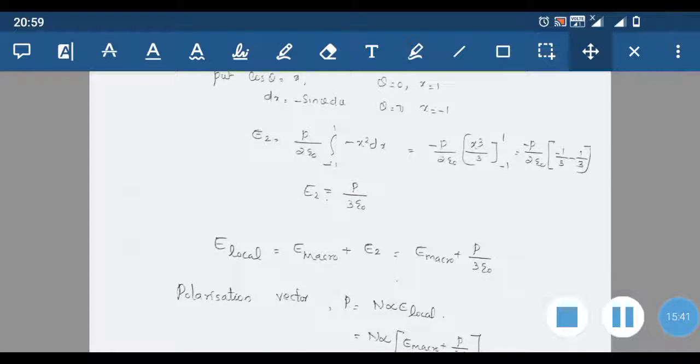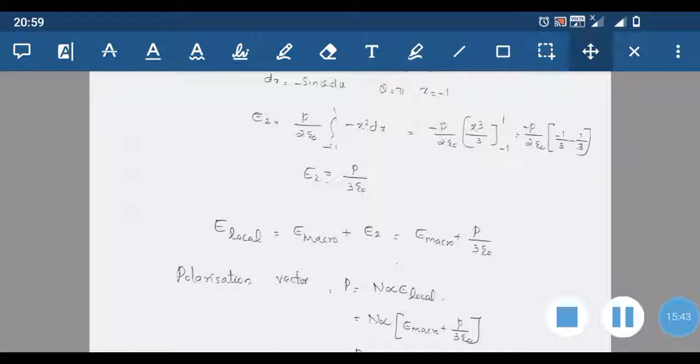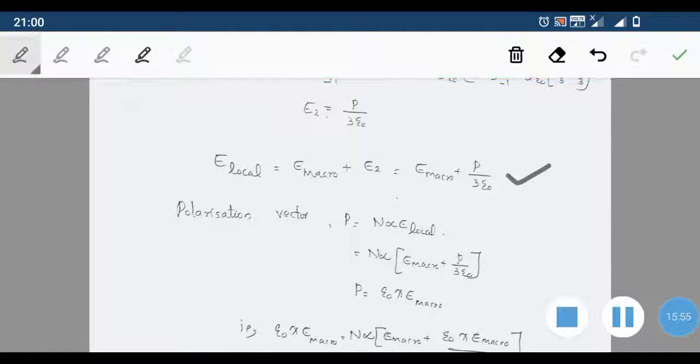Now substituting these values, we will get the total local field. The E local is equal to E macro plus E2. So it is E macro plus P divided by 3 epsilon 0. Then polarization vector P is equal to N alpha into E local. In the case of condensed matters, we have to substitute it as N alpha into E local, so it is N alpha into E macro plus P by 3 epsilon 0. And again here this P is given by epsilon 0 chi into E macro for this type of dielectrics.